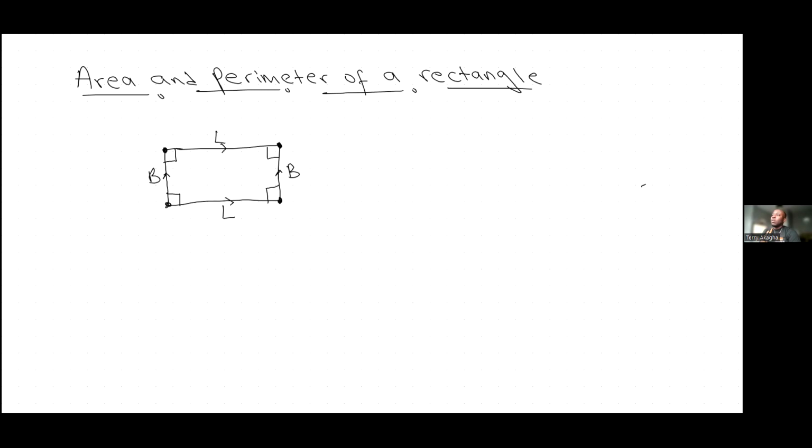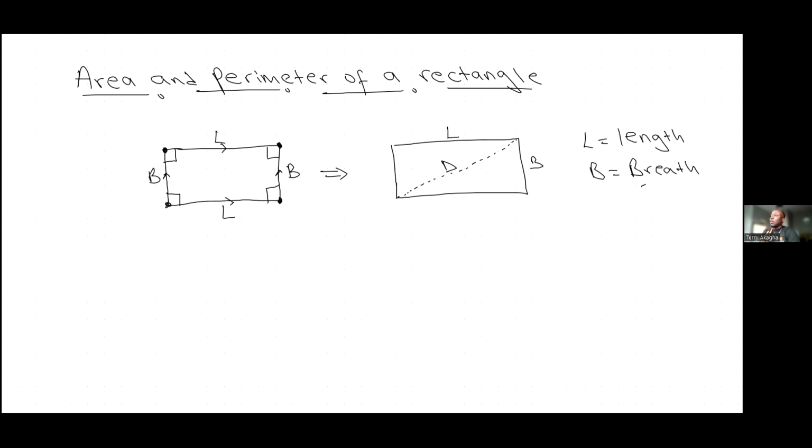And one of the things you also notice is that if you have a particular rectangle, so we've already established that we have a rectangle, this is the length and this is the breadth. Now, a line that divides it through this, this is what we call a diagonal. So L is equal to the length, B is equal to the breadth, and D is the diagonal of the rectangle. So that is that for that.